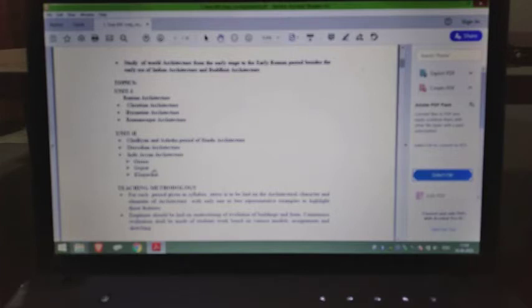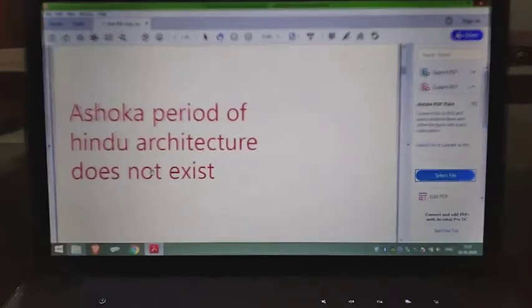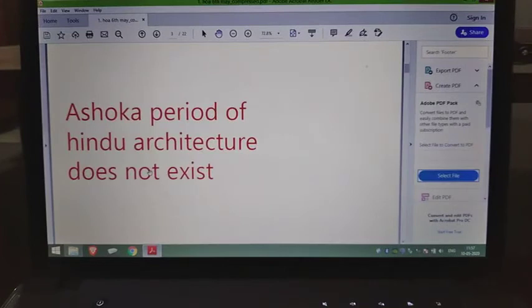Now, Ashoka was a Mauryan emperor from around the 3rd or 4th century BC, right? He was the biggest proponent of Buddhism from Afghanistan to Indonesia, China, as well as Japan. So one thing is very clear, that Ashoka was not interested in the Hindu style of architecture at all. So the unit's first point is wrong. Okay, we'll come to Chalukya later. But the Ashoka period of Hindu architecture does not exist. There was no such thing as Ashoka being a proponent of a Hindu design.